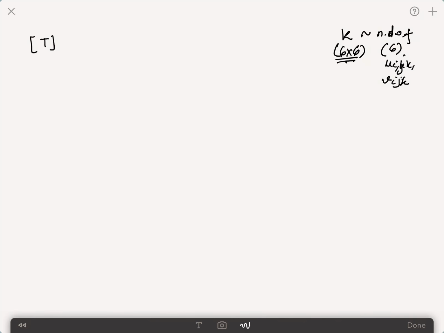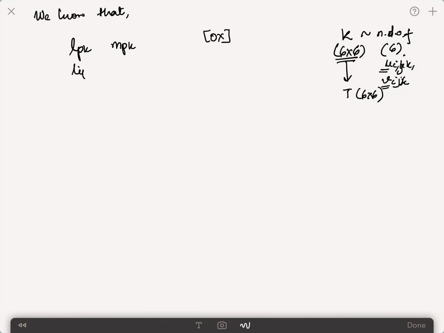If the stiffness matrix is a 6 by 6 square matrix, then the transformation matrix also has to be a 6 by 6. Now we know from our previous discussions and derivations, we have just calculated the direction cosines, sorry, I should write the other one first, LPK and MPK, which coincide with direction OX, and LIJ and MIJ for the direction OY. Now this can be used for transformation in general of only a certain node.